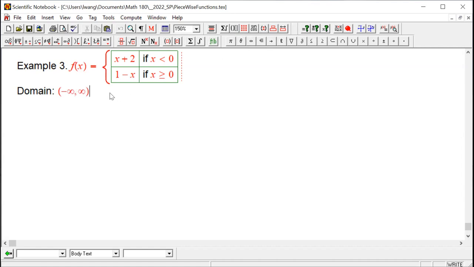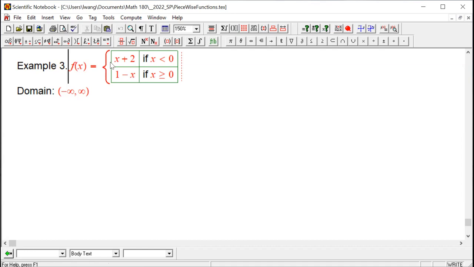But the range is to be discussed, right? Because we have 2 different rules. So these kinds of rules basically say if x is less than 0, we're going to use this rule. If x is greater than or equal to 0, we're going to use the other rule, okay? So now, to graph this function, you just plot points, okay?